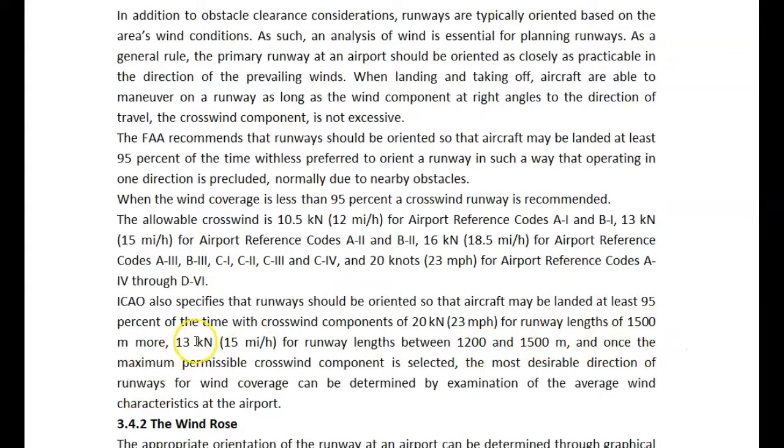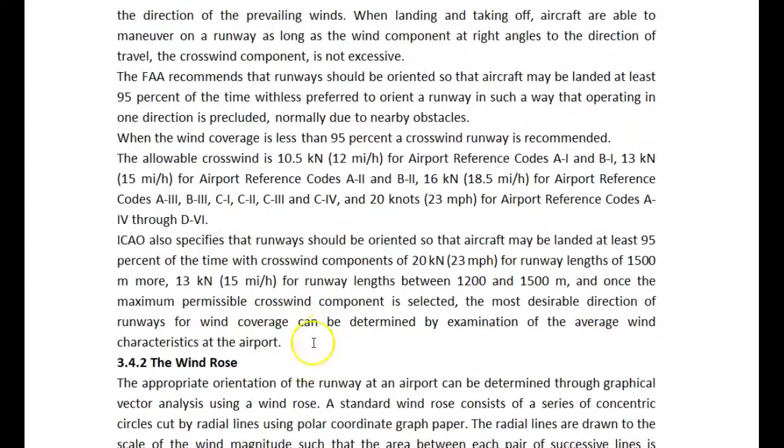13 km, which is 15 miles per hour, for runway length between 1,200 and 1,500. And once the maximum permissible crosswind component is selected, the most desirable direction of the runway for wind coverage can be determined by examination of the average wind characteristics at the airport.